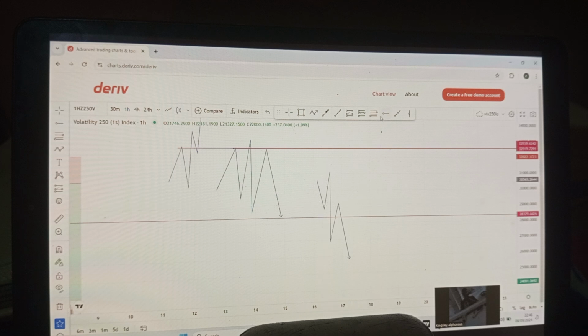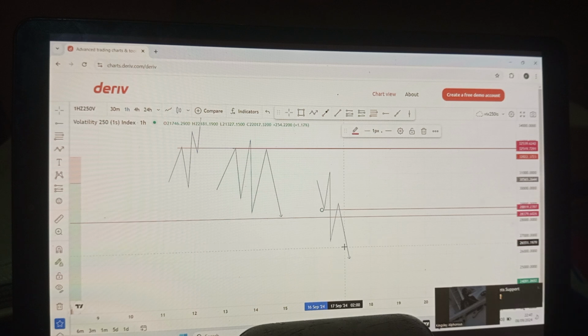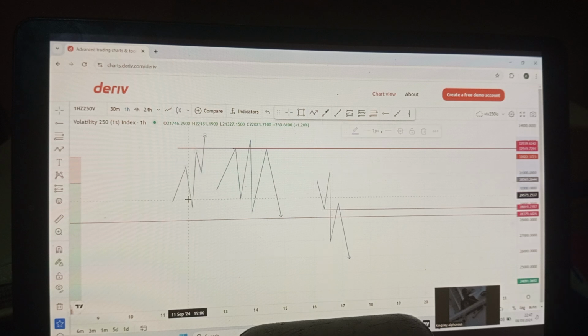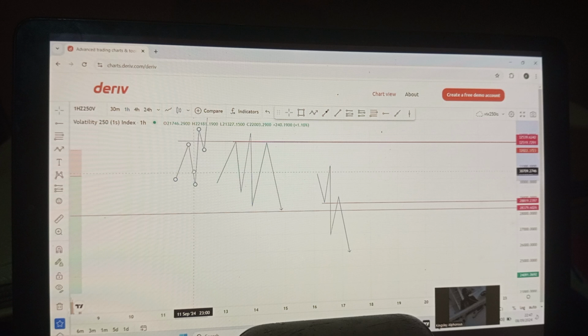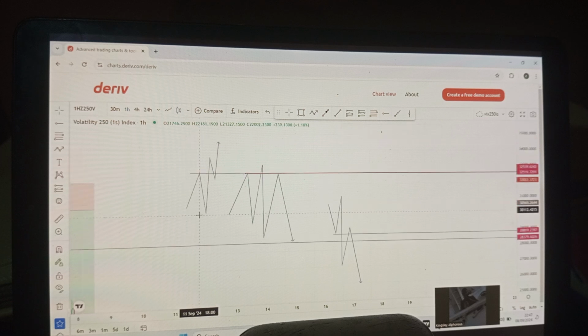Let's say this was a support. Market broke below it. We expect a retest of it and a sell to the downside. So this is like a support turned into resistance. And this is also like a resistance turned into a support. And this is what we call a KMR.